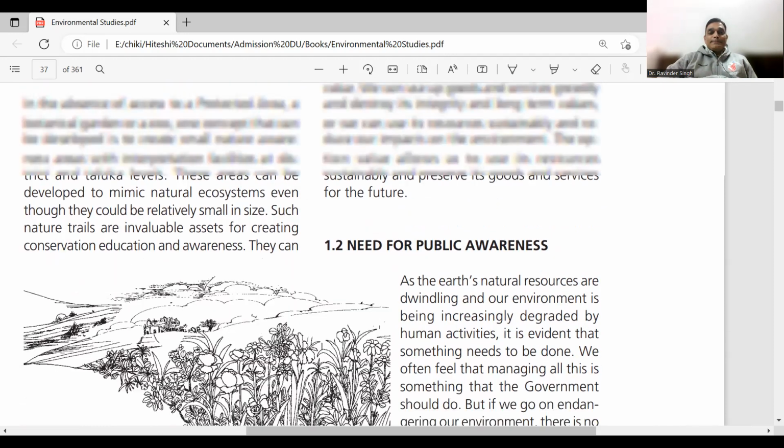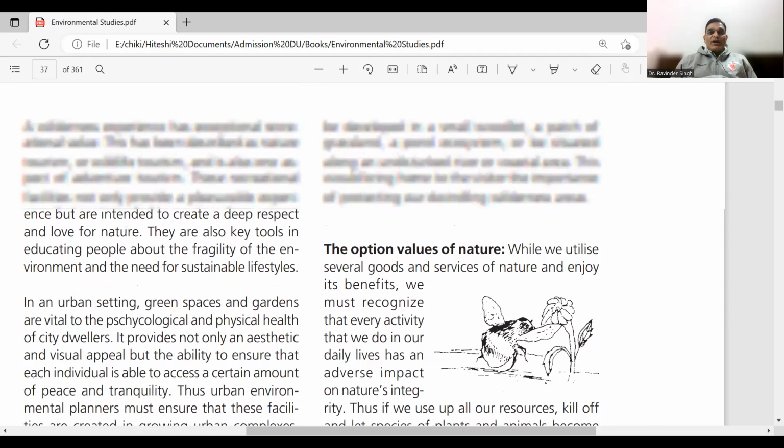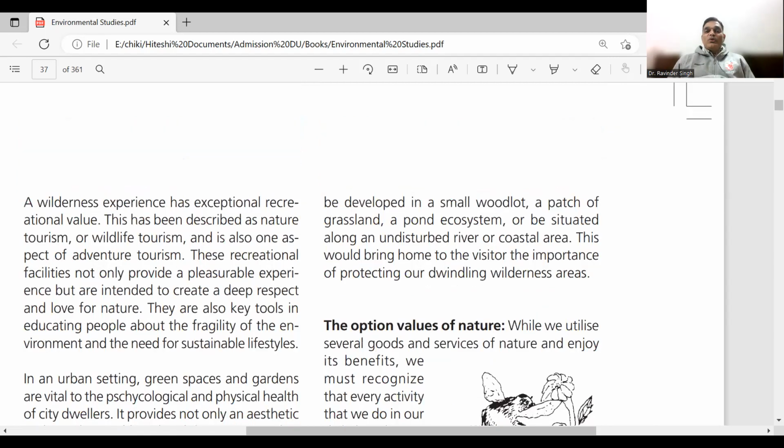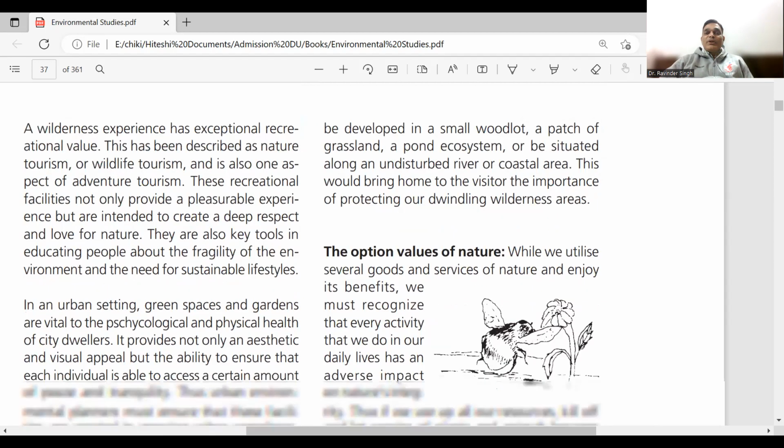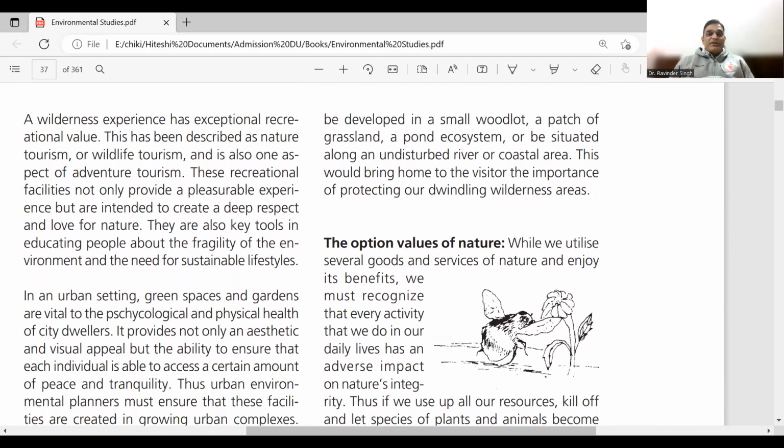They can be developed in a small wood lot, a patch of grassland, a pond ecosystem, or be situated along an undisturbed river or coastal area. This would bring home to the visitor the importance of protecting our dwindling wilderness areas.